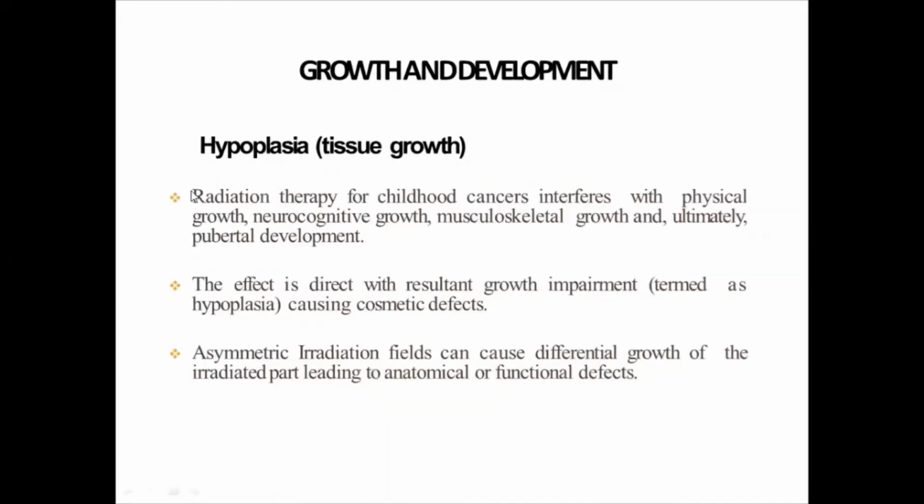Radiation therapy for childhood cancers interferes with physical growth, neurocognitive growth, musculoskeletal growth, and ultimately pubertal development. The effect is direct, with resultant growth impairment that causes cosmetic defects. Asymmetric irradiation fields can cause differential growth of the irradiated part, leading to anatomical or functional defects such as scoliosis. There can be organ hypoplasia which may not be immediately apparent, but might become visible during the child's growth spurt.